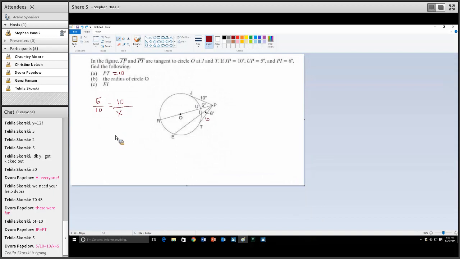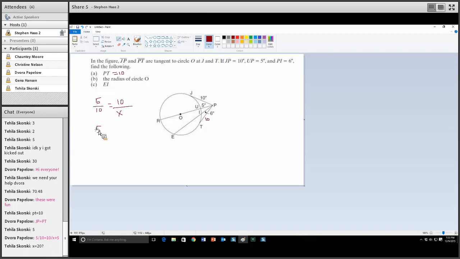Okay, so we can do it this way. Let's cross multiply. 5 times x is 5x equals 100. Divide each side by 5, and you get x equals 20. And your way would have worked also. I mean, if you wanted to do it your way, it just would have been a little more complicated.